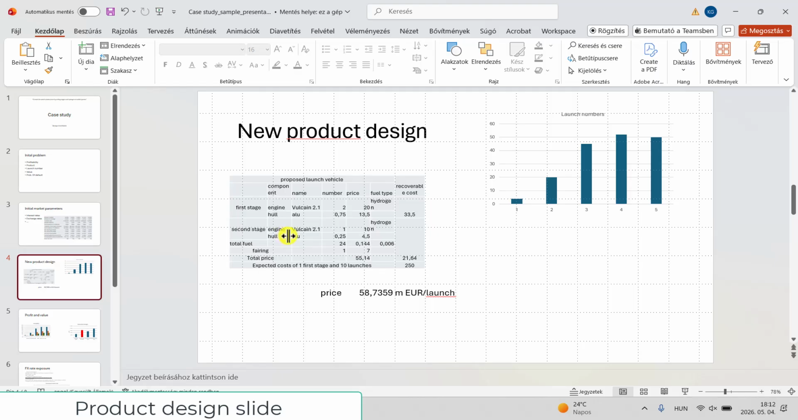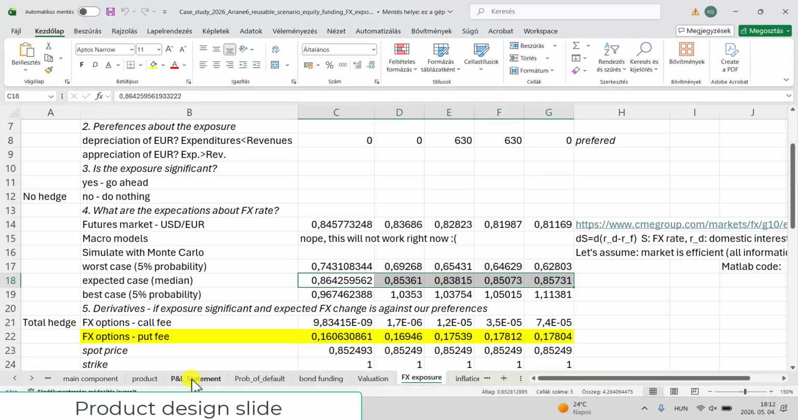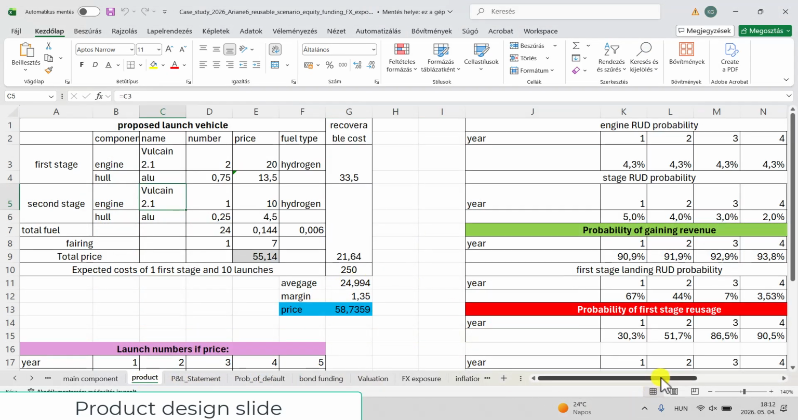Okay, but now new product design. So we have to do something. And obviously this something will come from the product part of the sheet. So in this case, you just have to fill in what is the name of the asset? How much do I need from them?